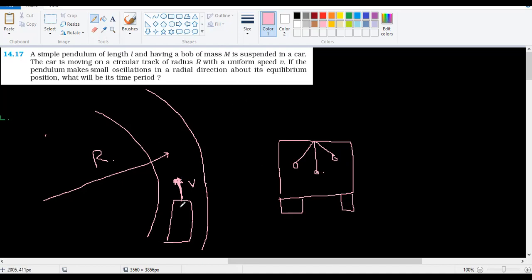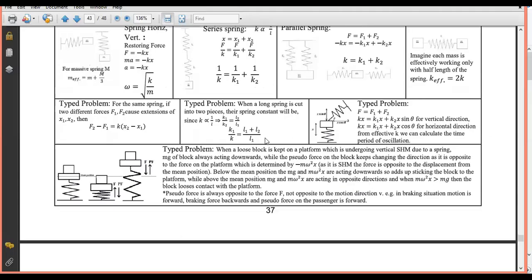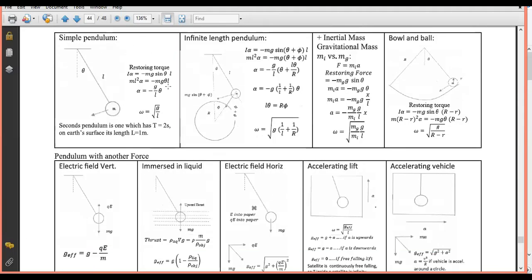So if the car was stationary, I could have easily said that time period is equal to 2 pi by omega. Omega is equal to root of G by L. So if I substitute this, I'll be getting 2 pi root of L by G. So if you're wondering, sir, where did we study this? Well, we studied this somewhere in this chapter over here, right? So I gave you this derivation. So omega is equal to square root of G by L.